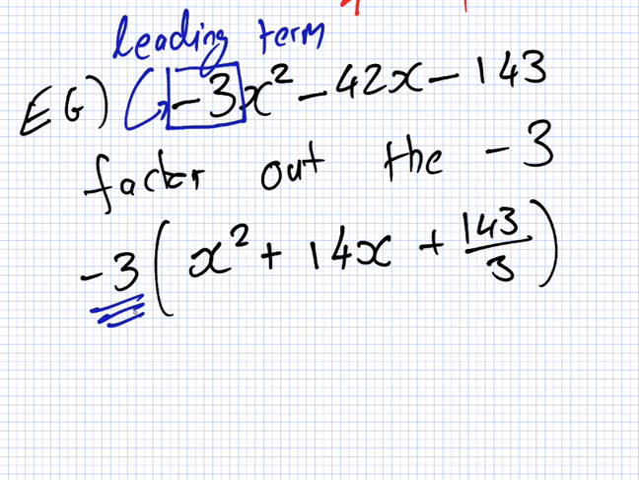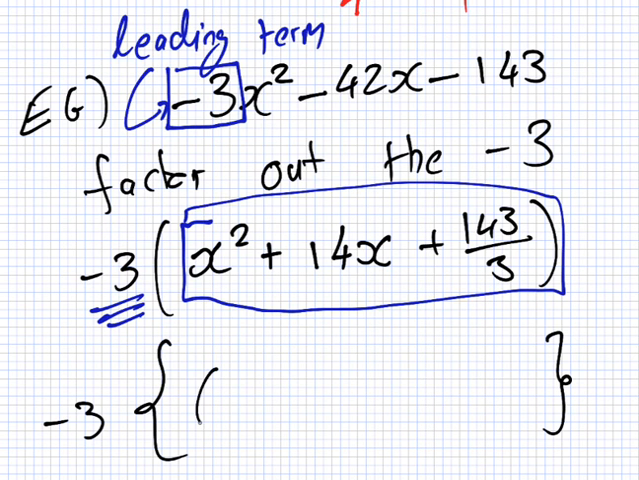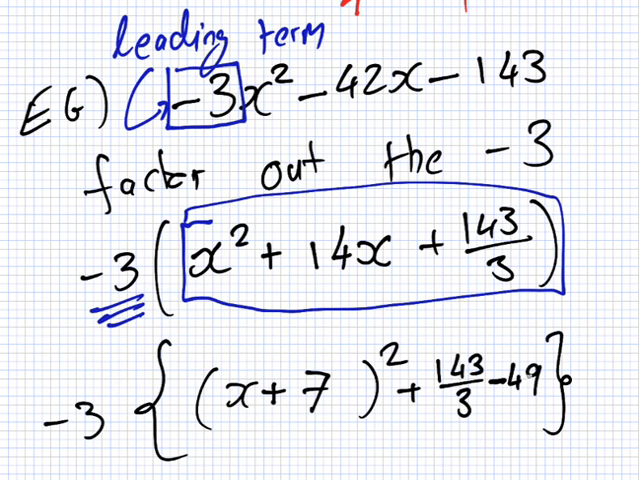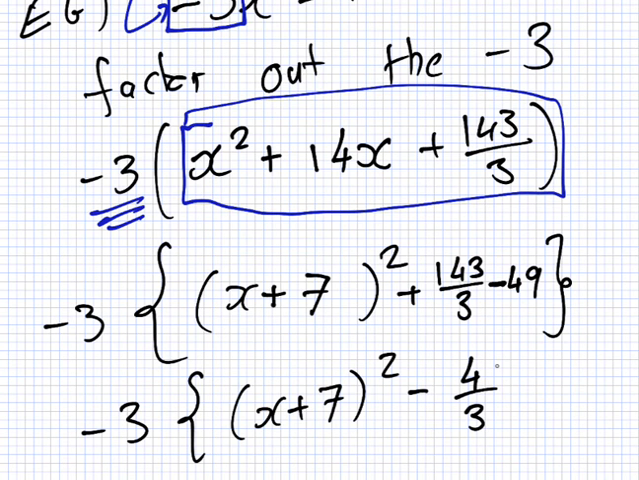So now, as you said, I can use the trick here. So we get minus 3, x plus 7. And then what do I have here? I will have 143 over 3 minus what? Minus 49. So if you take out your calculator, please, tell me what you get. Minus 4 over 3.